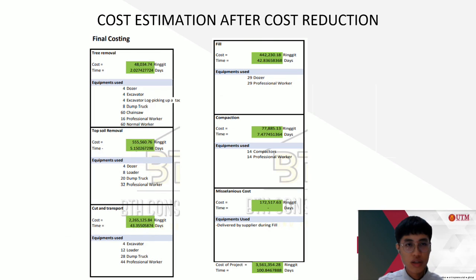For the cost estimation after cost reduction, the activities involved are still the same but less cost is needed and more time is needed. The total cost of the project has reduced to 3,561,354 ringgit. However, the time taken has increased to 100 days. This means that more time needs to be sacrificed because we need to save the cost.